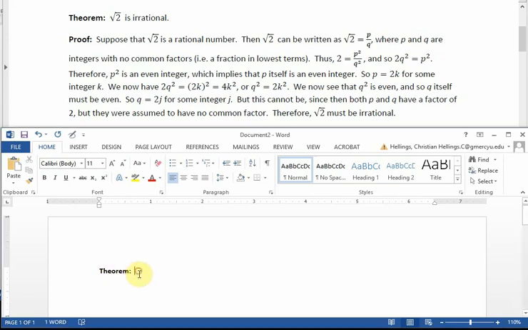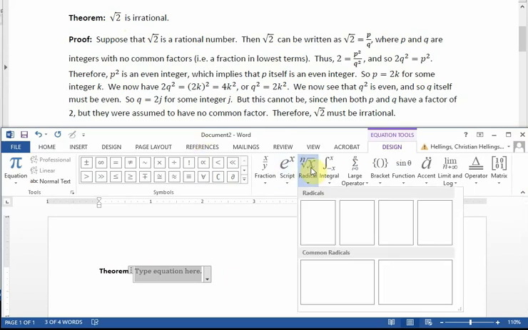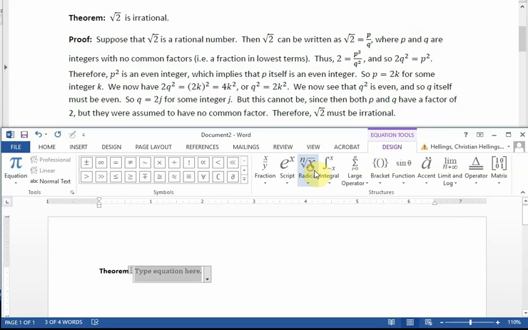So I've already typed "Theorem," and then I'm up to the point where it says square root of 2 is irrational. So square root of 2 is math, right? So I want to go into the equation editor, and I do that by hitting Alt equals. And you see I get my little "Type equation here" space. And I want a square root. Now you can get the square root, I think, through here, right there. But actually, that is one way you could do it, and that's fine.